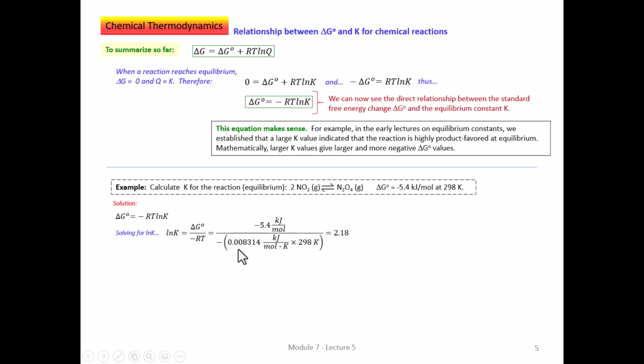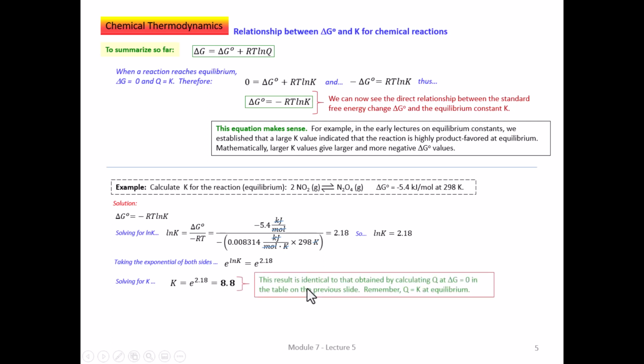If I put in our numbers, I get 2.18, so ln K equals 2.18, and of course taking the exponential of both sides, we get a K value of e to the 2.18, or 8.8. This result is identical to that obtained by calculating Q at delta G equals 0 in the table on the previous slide. Remember, the reaction quotient equals the equilibrium constant at equilibrium.